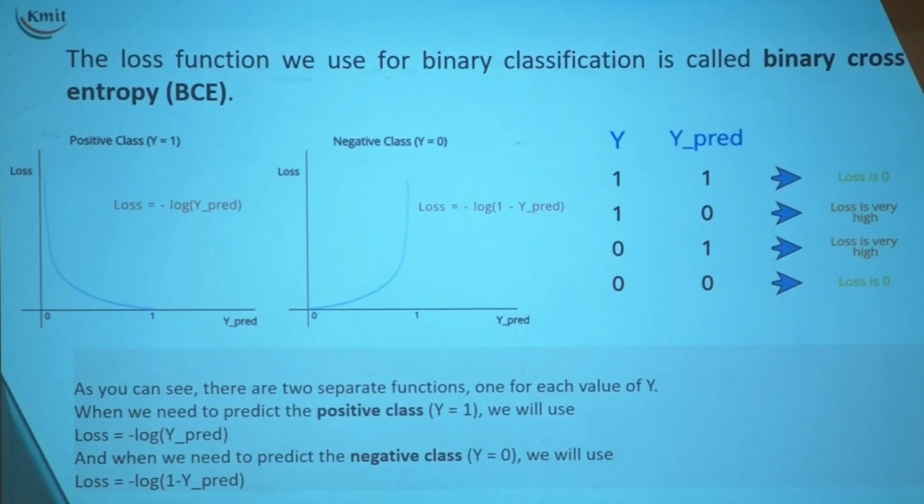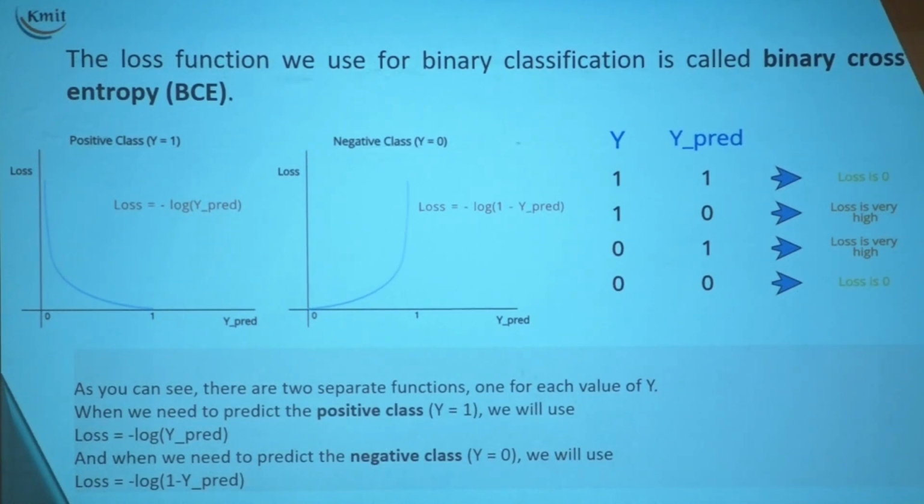For the second case, actual is 1, but the machine has predicted 0. So what will happen in this case? The loss should be high, which means accuracy is 0. Next case, actual input is 0, but the machine has predicted 1, which is again high loss. Last case, actual is 0, and the machine also has predicted 0. So the loss is 0. So I want this type of output.